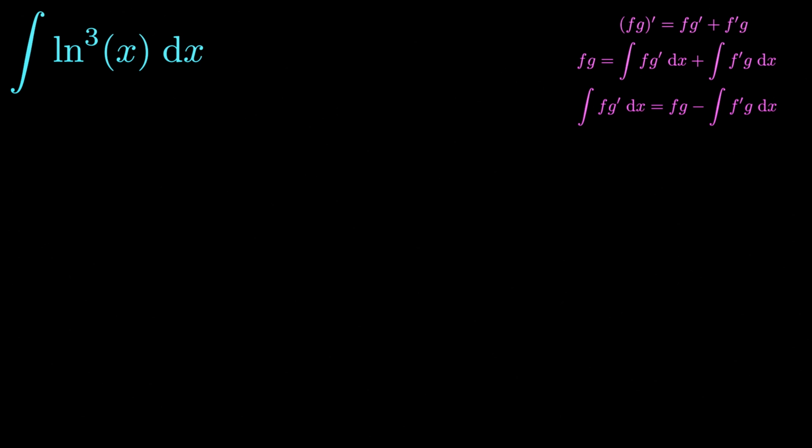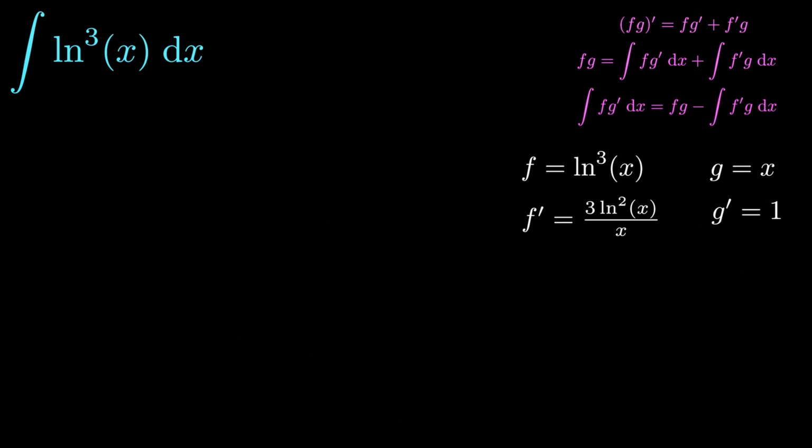Now, what are we going to take to be f? Well, we're going to take the natural logarithm of x cubed to be equal to f, and we're going to take g' to be equal to 1. Now, if we differentiate f, we get f' is equal to 3 times the natural logarithm of x squared divided by x. And if we integrate g', we get g is equal to x.